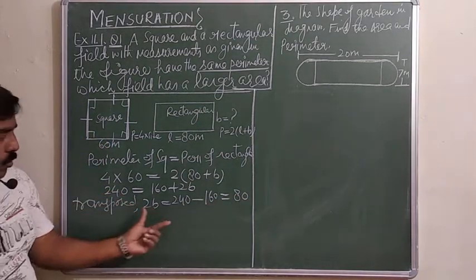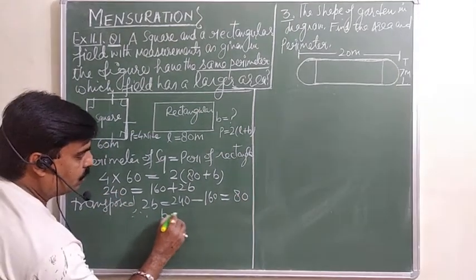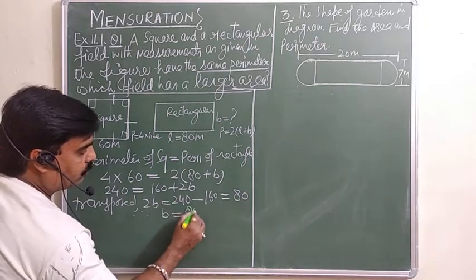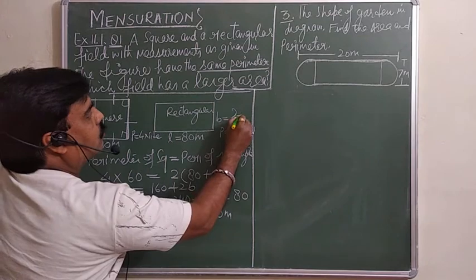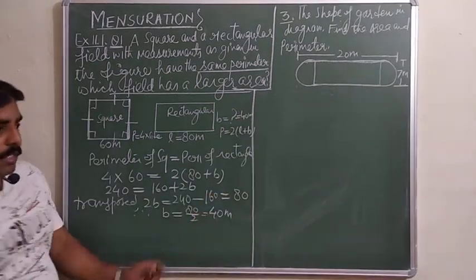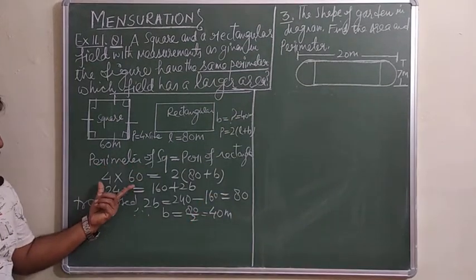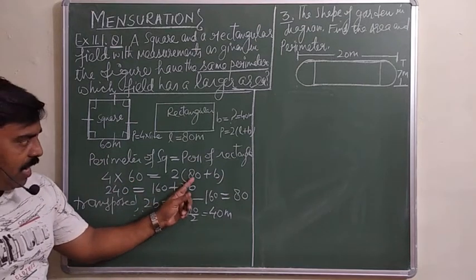So from here what will you get? b is equal to 80 over 2, that is 40 meters. So the breadth is equal to 40 meters. हमने क्या किया? Simply, perimeter of the square, that is 4 into side, is equal to 2 into (l plus b).